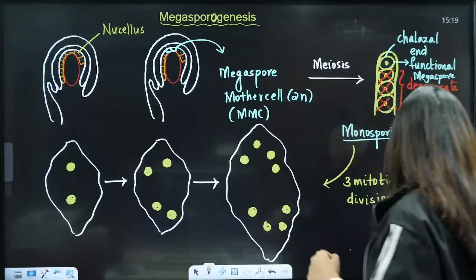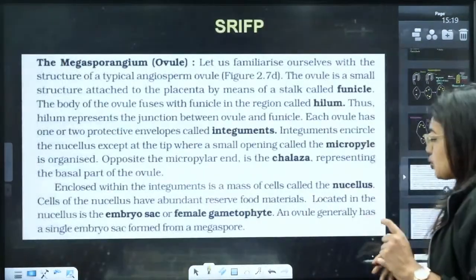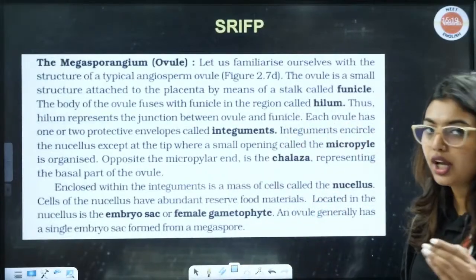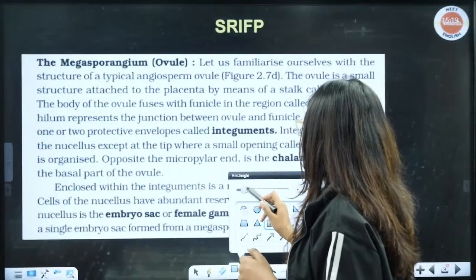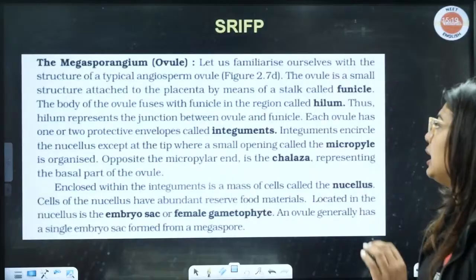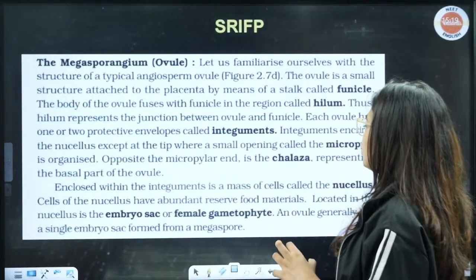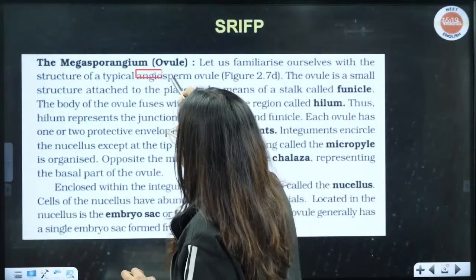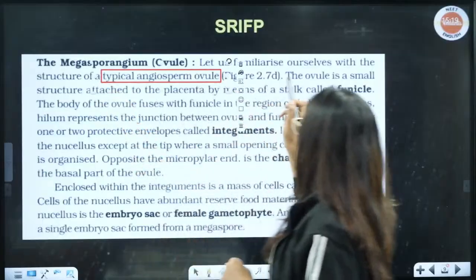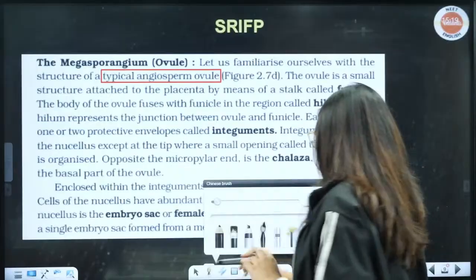This is one topic that we have completed, and now we have learned the embryo sac as well. Now let's go through NCERT. In NCERT, you don't have to take separate time, because I'll be making you read NCERT as well. Now the megasporangium, that is the ovule. Let us familiarize ourselves with the structure of a typical angiosperm ovule, which is very important for you to know. Now the ovule is a small structure attached to the placenta.